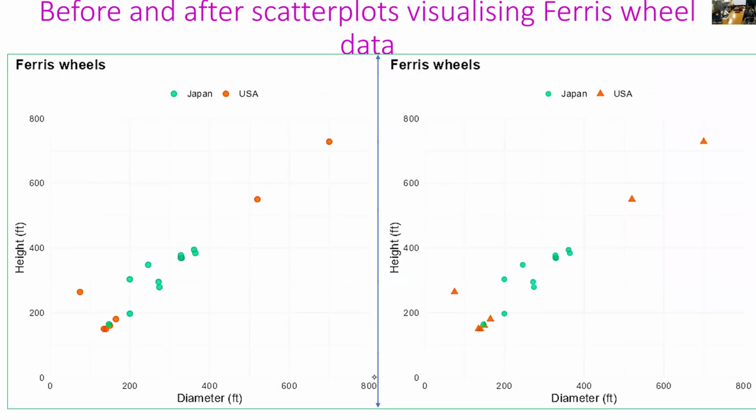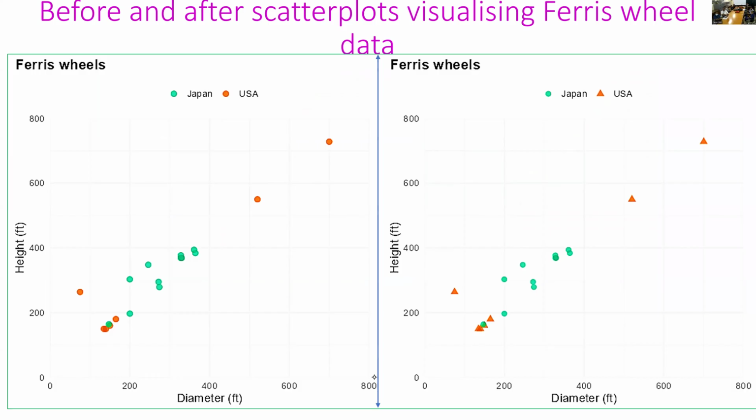Now, have you been on a giant wheel? Sometimes we go to these fairs and ride the giant wheel. We call it a Ferris wheel. There's a diameter of the Ferris wheel and there's a height of the Ferris wheel. There are two graphs here. Japan is in green, US is in red. There are two ways of looking at the graph. Let's look at these two graphs. There's a slight difference between them.